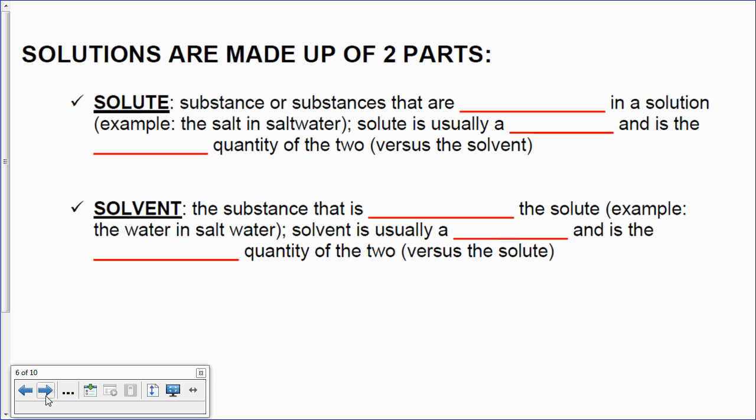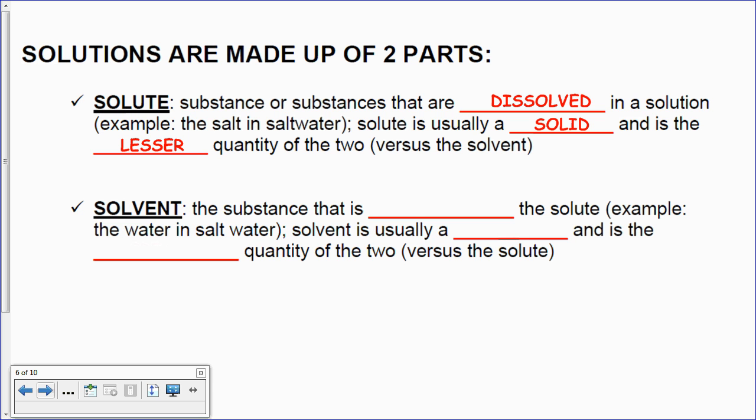Now, solutions are made up of two parts. I've been talking about solvents and solutes. Here are the definitions. A solute is a substance or substances that are getting dissolved. So they get dissolved in solution. Example, the salt in salt water. You take the salt, you add some water, the salt gets dissolved. The solute is usually a solid. Sometimes it could be a liquid. And it's definitely the lesser quantity of the two. So I have a tiny little pile of salt, big beaker of water. The salt is the solute.